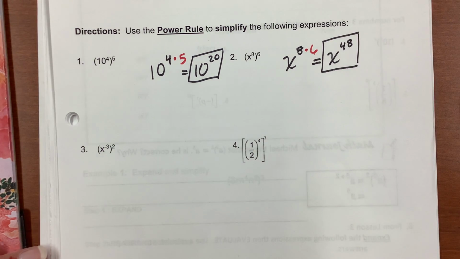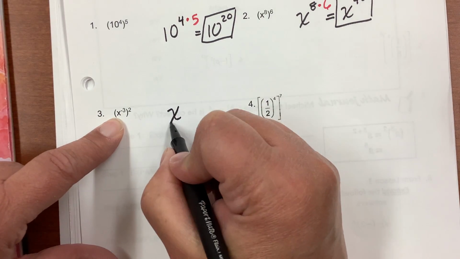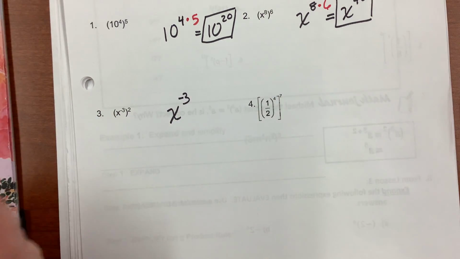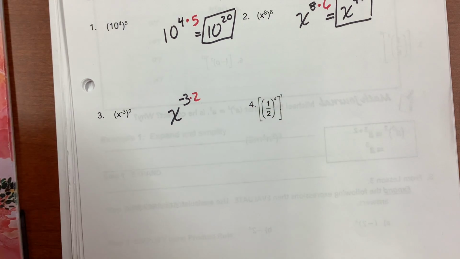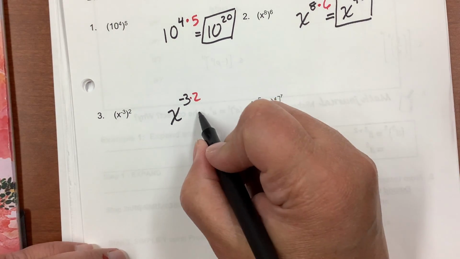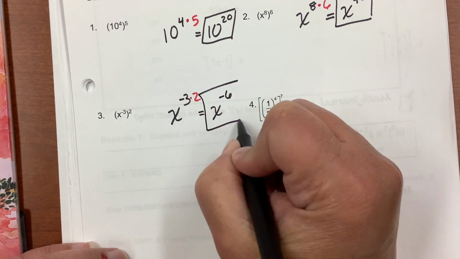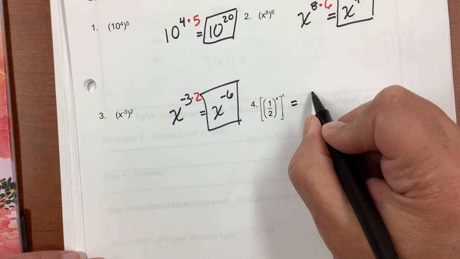All right. Down here, keep the base, x, multiply the exponents. -3 times 2. Let's see, -3 times 2. x to the -6 power. Sometimes your exponents are negative. It's okay. Keep the base.